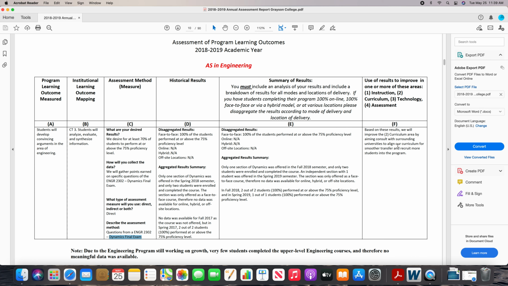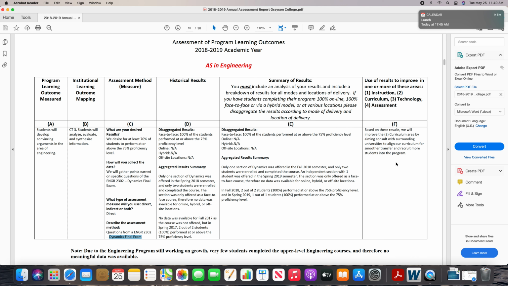And then at the end here, this has got to be actionable. And it's just one thing. So here, what Logan said way back when is she wants to look at curriculum. Most people aren't really looking at curriculum. They're probably picking an assignment or whatever, but it's not all of them. It's just based on these results, we will improve the curriculum by aiming consults you're going to get with transfer institutions and see what they're doing to align.